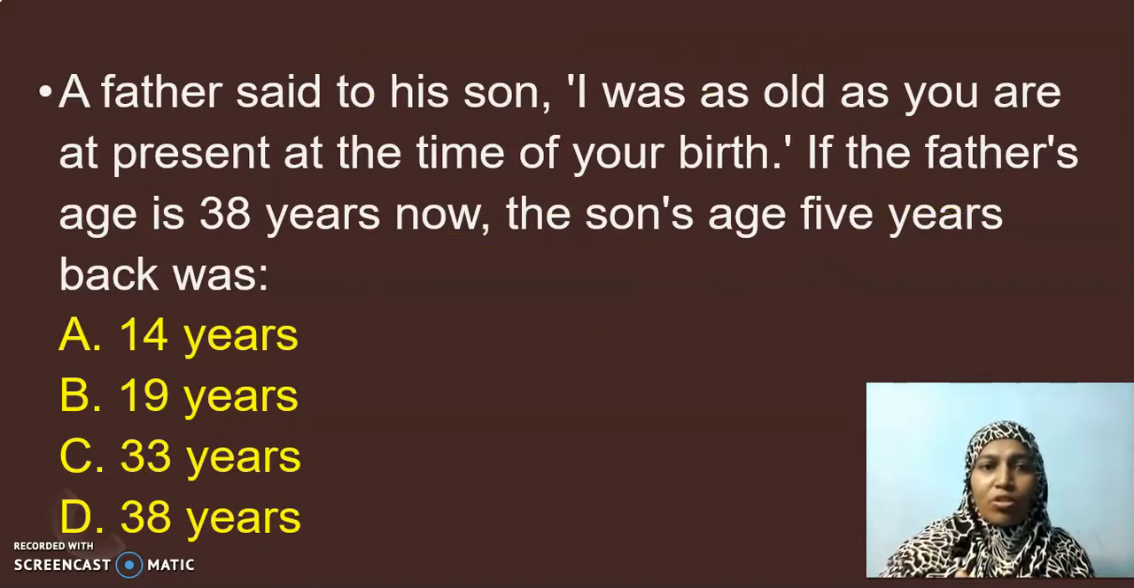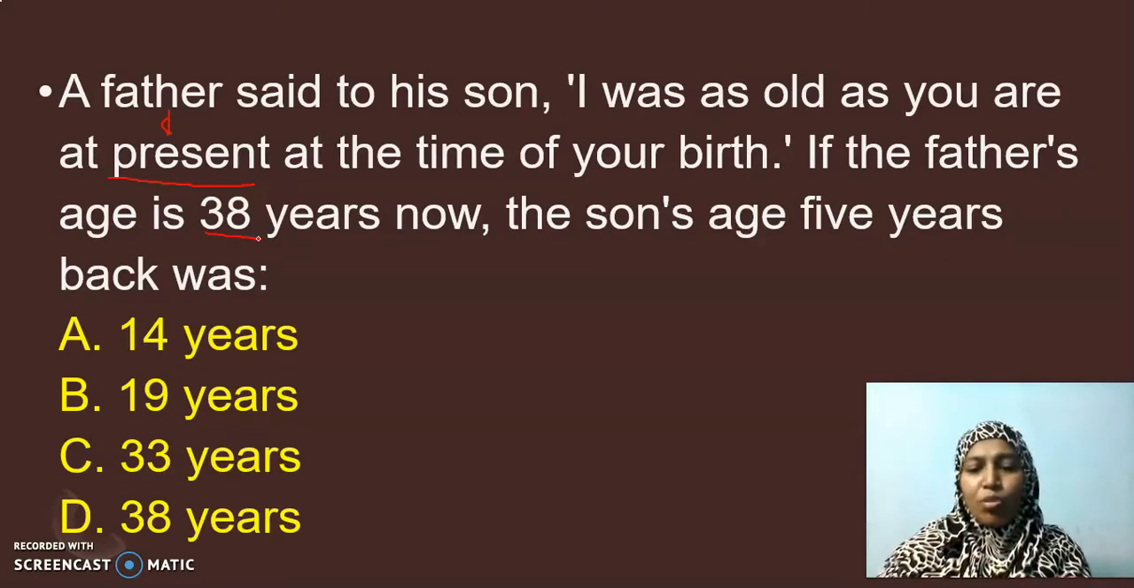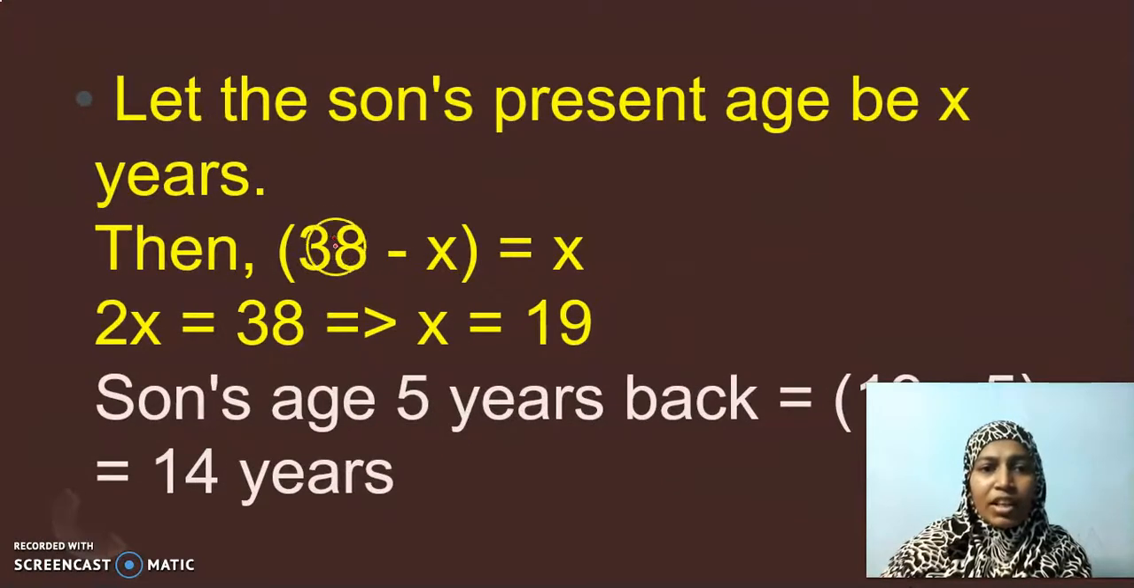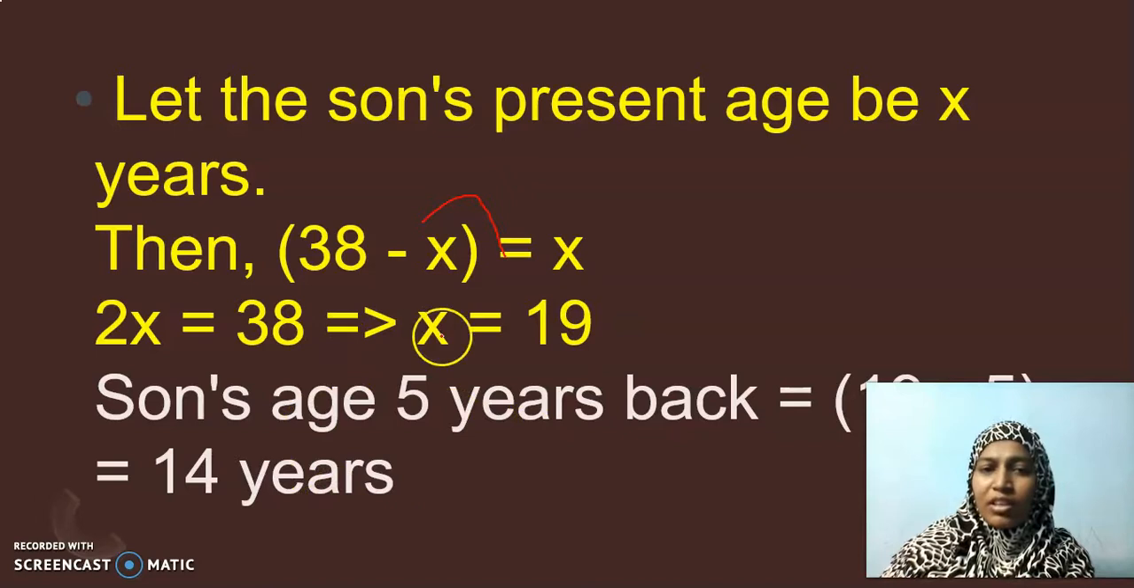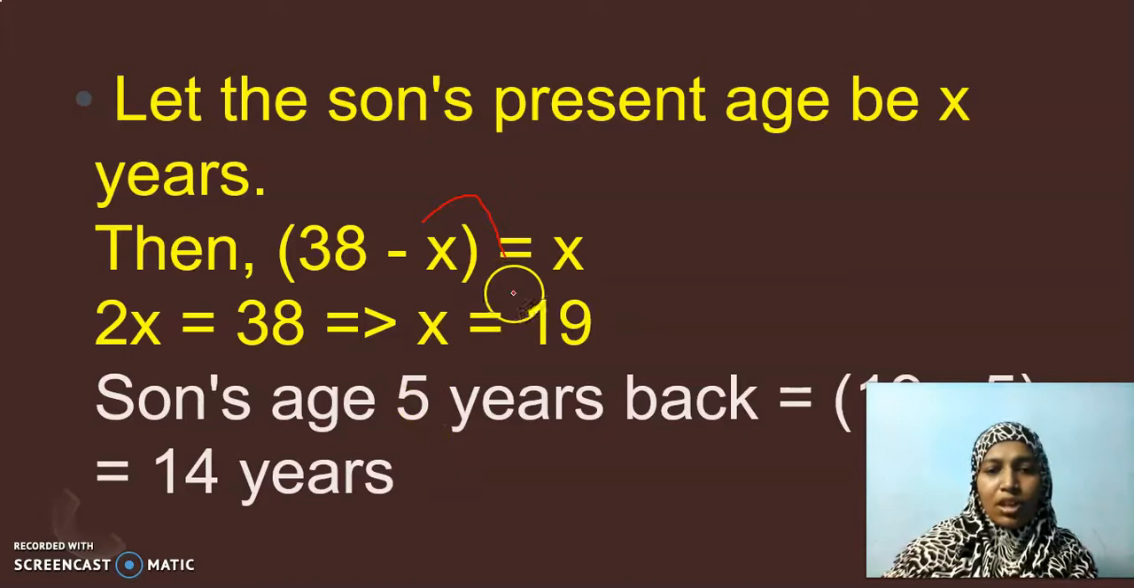As old as you are at present. So this present age, I have chosen it as x. Father's present age they have given as 38. So, when the child is born, 38 minus x is equal to x. Just transpose it and find the answer. Son's age 5 years before is 19 minus 5, 14 years. Okay, children, the calculation will be very simple. Only thing is you have to understand the question to get this equation. Shall we move to the next question?